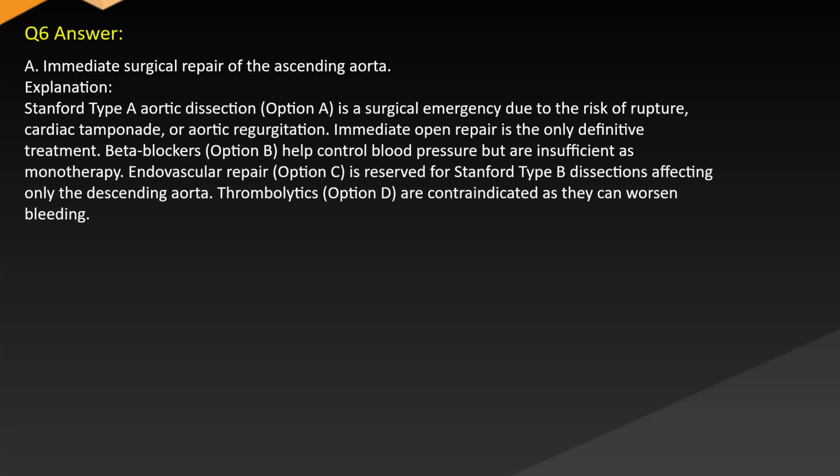Explanation: Stanford type A aortic dissection, option A, is a surgical emergency due to the risk of rupture, cardiac tamponade, or aortic regurgitation. Immediate open repair is the only definitive treatment. Beta blockers, option B, help control blood pressure but are insufficient as monotherapy. Endovascular repair, option C, is reserved for Stanford type B dissections affecting only the descending aorta. Thrombolytics, option D, are contraindicated as they can worsen bleeding.